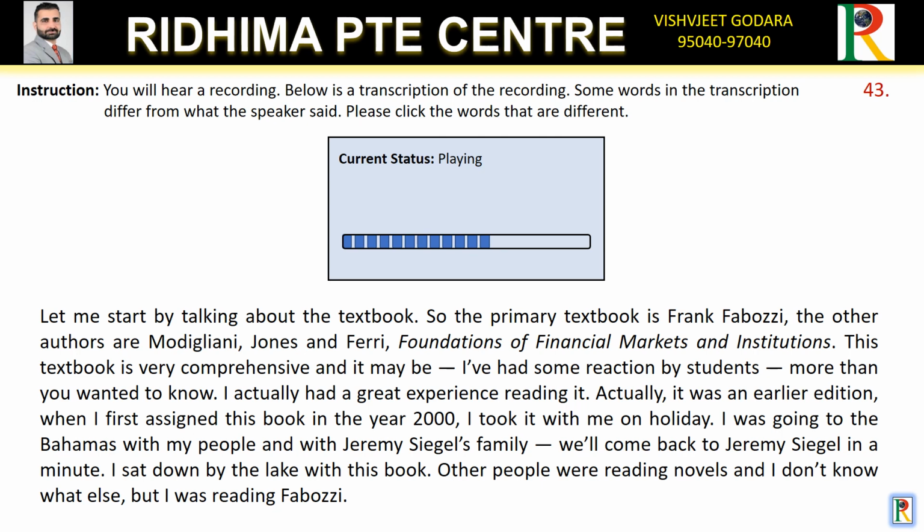I actually had a great experience reading it. It was an earlier edition. When I first assigned this book in the year 2000, I took it with me on vacation. I was going to the Bahamas with my family and with Jeremy Siegel's family. We'll come back to Jeremy Siegel in a minute. And I sat down by the pool with this book. Other people were reading novels and I don't know what, but I was reading Fabozzi.